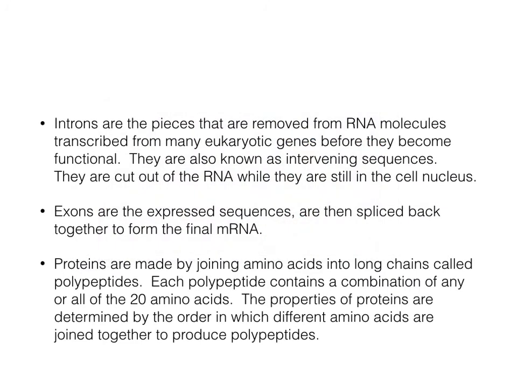Now, introns are pieces that are inside the mRNA sequence that need to be removed, and exons are the expressed sequences that are spliced back together. So those are the good parts. Proteins are made by joining amino acids into long chains called polypeptides. Each polypeptide contains a combination of any or all of the 20 amino acids. The properties of proteins are determined by the order in which different amino acids are joined together.